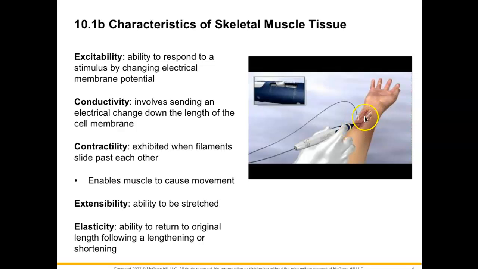So you might think of your cells as being circular, but our muscle cells are actually very long. They're almost like long cylinders, you can think of them as. So we are going to send that charge down that length of our cell membrane of our muscle cell, which is known as the sarcolemma.